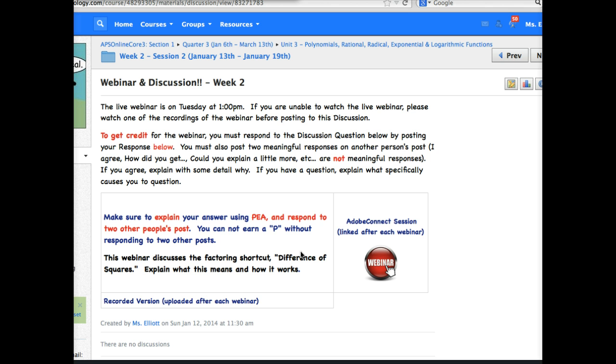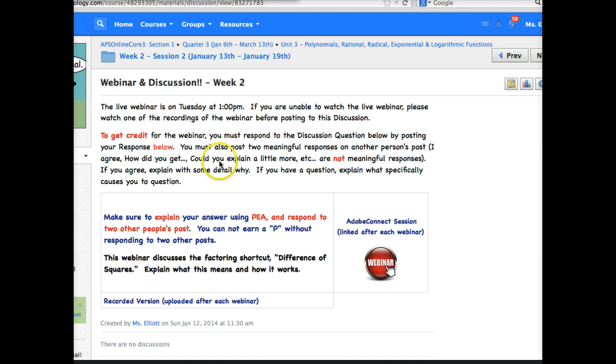You should be looking at PEA in your English classes, where you list your point, you give some evidence to support it, and then you analyze it in the end. It doesn't have to be very long. It's just a way to organize. But really important, it says to respond to two other people's posts. So you can't earn a proficient without responding to two other posts. And that's what we're trying to do as a school. Anytime there's a discussion, you always have to go back and respond to two other people's posts.